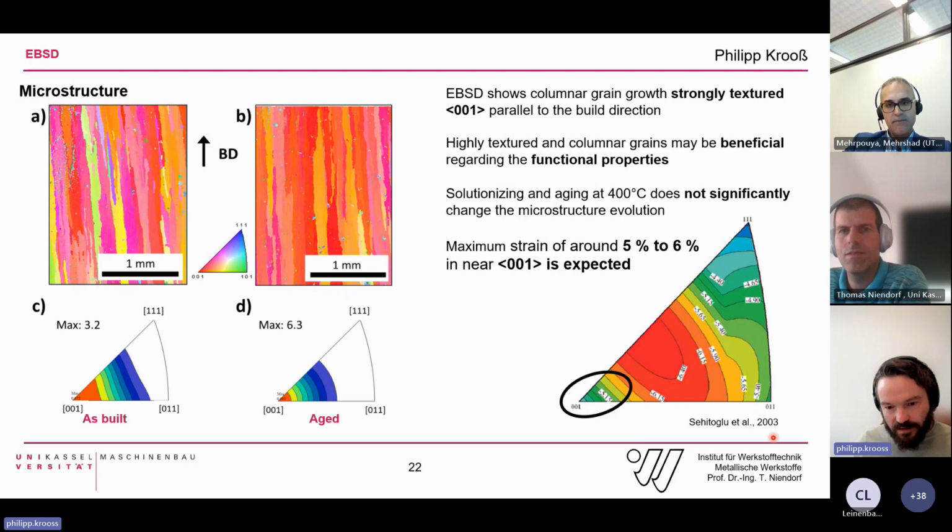And according to these inverse pole figure plots, where we can see the strains, which are calculated by the energy minimization theory, we expect some 5 to 6% reversible strain in such a microstructure, only due to the texture of these materials.